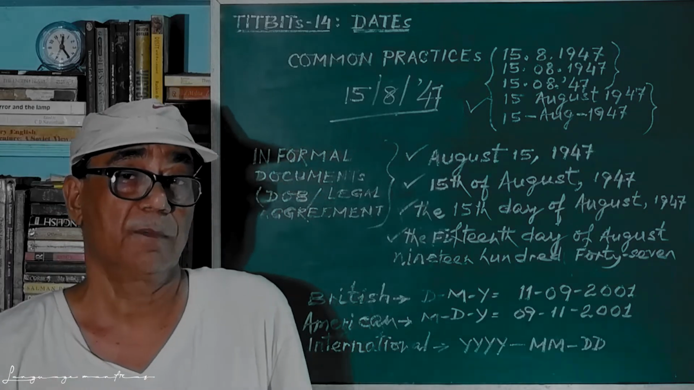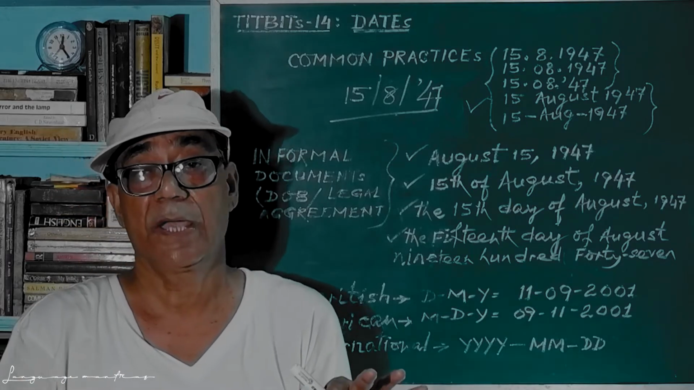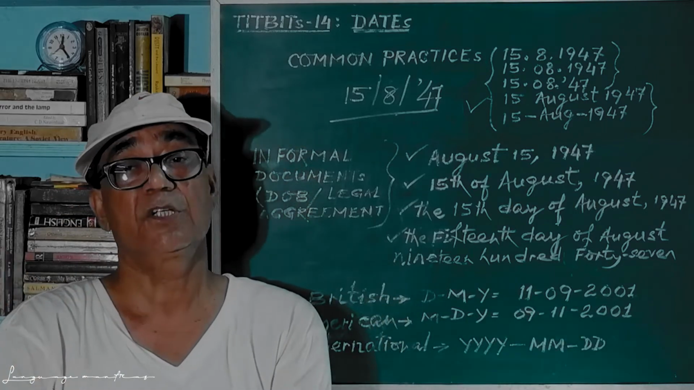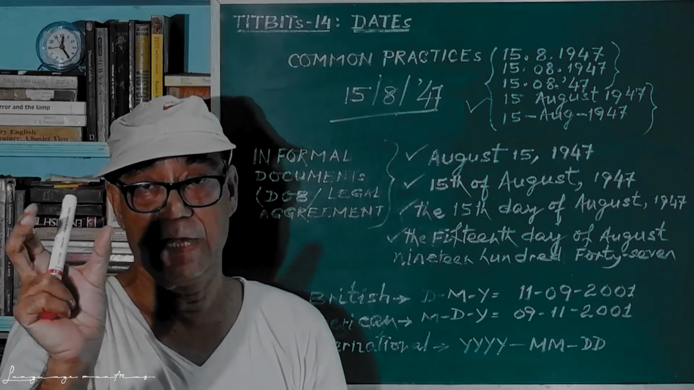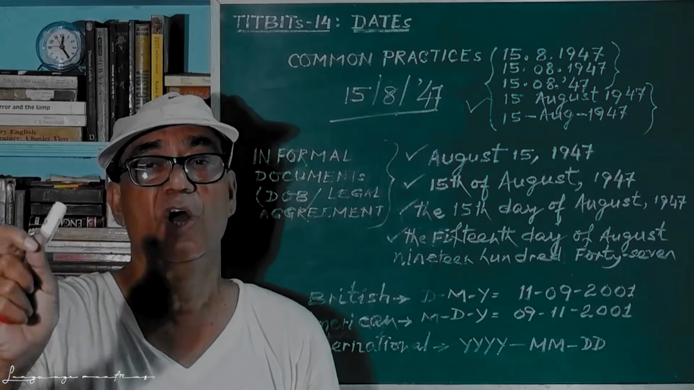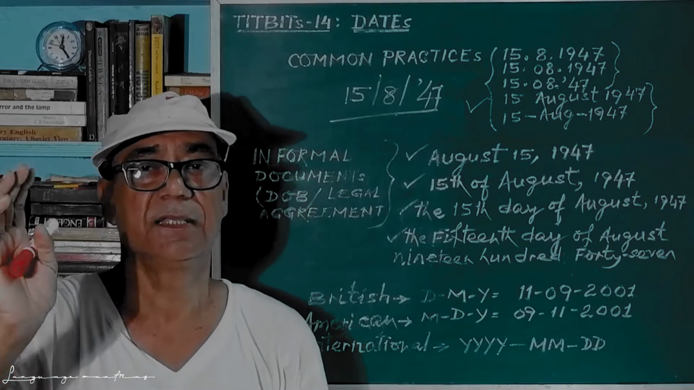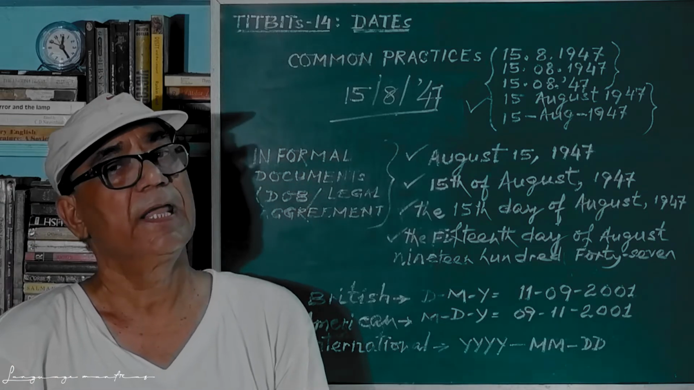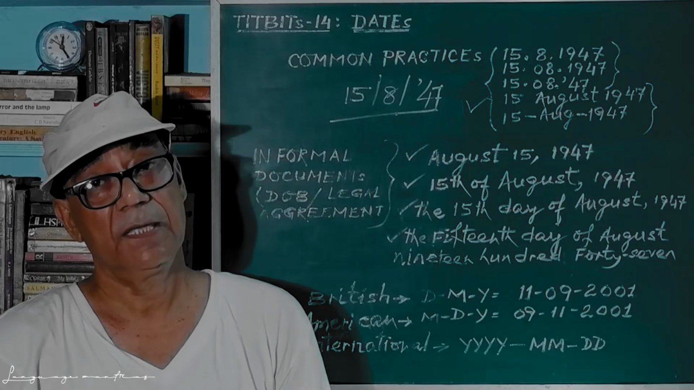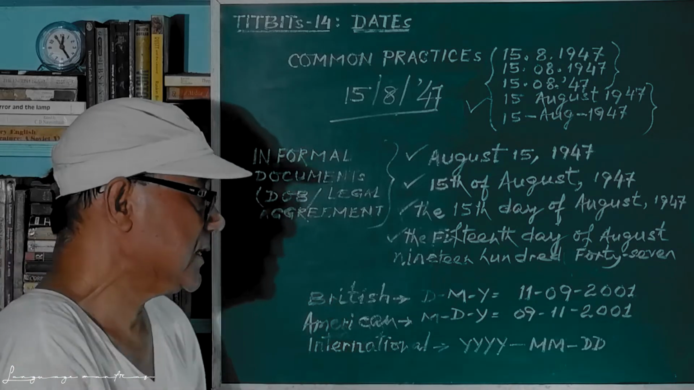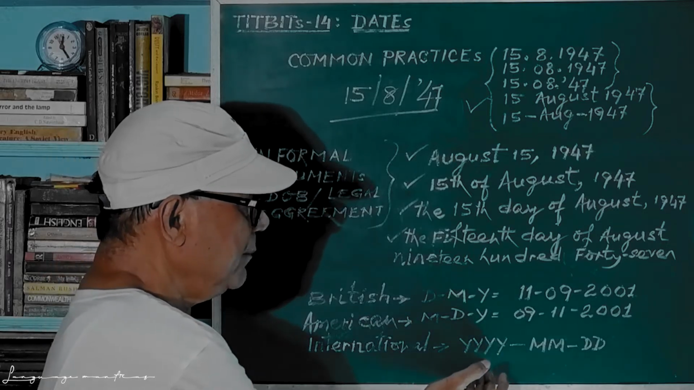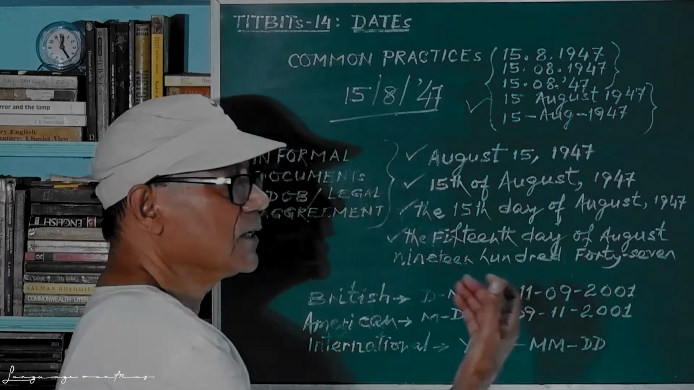So how to solve the problem? There is no easy way out. You have to do a little bit of research and you have to find out whether the style you see, whether it is American or British, and then you will come to conclusion. If you can't do that, maybe you will get the wrong date. So take care. There is an international date, that is year come first, then month, then date.